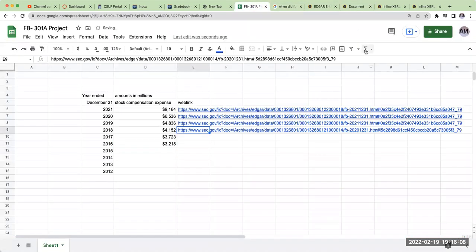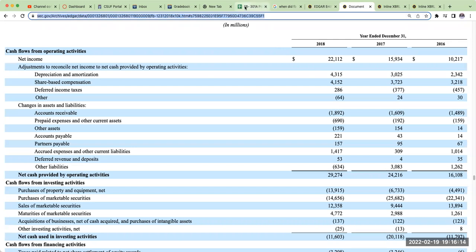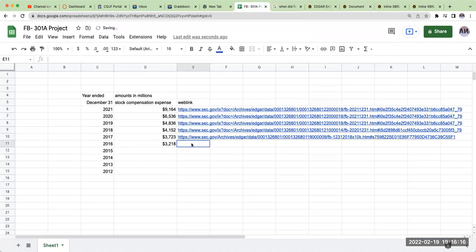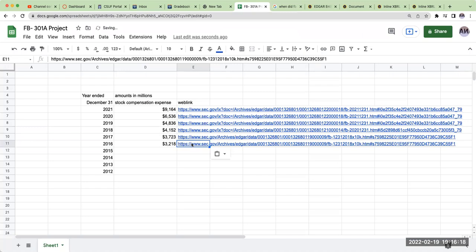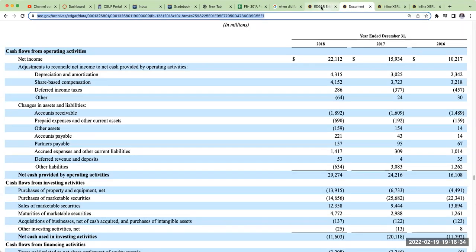What I also want to remind myself to do is make sure I'm doing the referencing. I always want to have a web link to this, because as we do this project, I'm going to have to go back and obtain additional information from each of these documents. So let's now take a look over here.